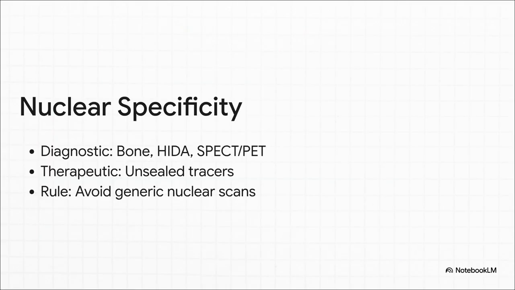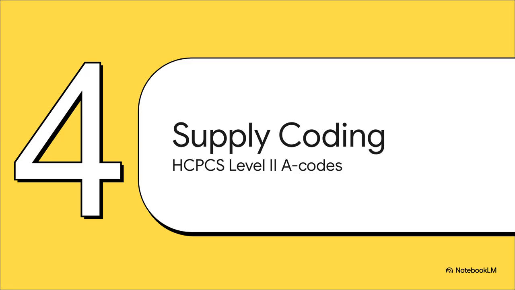You really have to bring your A game with specificity here for the exam. You've got to separate highly specific diagnostic scans, like your PETs and SPECTs, from those targeted therapeutic tumor treatments we just talked about. So here is your hard and fast rule. Never ever just lump PET, SPECT, and planar imaging into a generic nuclear scan bucket on the test. If you mix up those categories, it will immediately cost you points. Be specific.